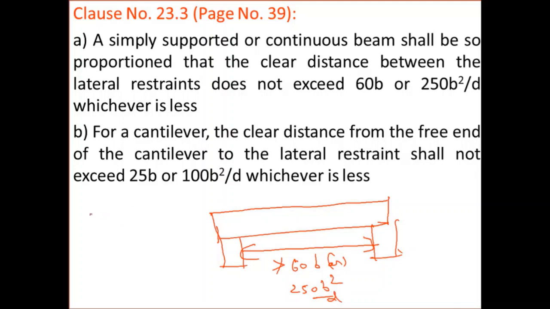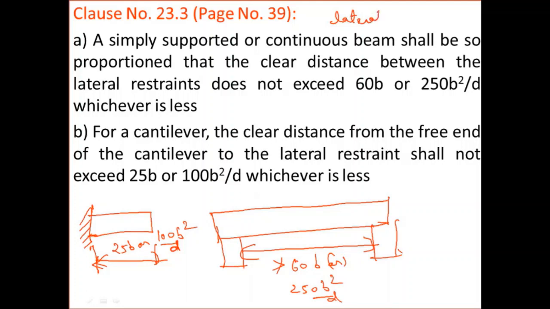Then what if it is a cantilever beam? Suppose it is a cantilever beam, then the clear distance from the free end to the lateral restraint should not be more than 25b or 100b square by d. So this clause is to ensure what? Lateral stability. To ensure the lateral stability, the distance between restraints should not exceed 60b or 250b square by d in case of the simply supported beam or continuous beam, and 25b or 100b square by d in case of the cantilever beam.